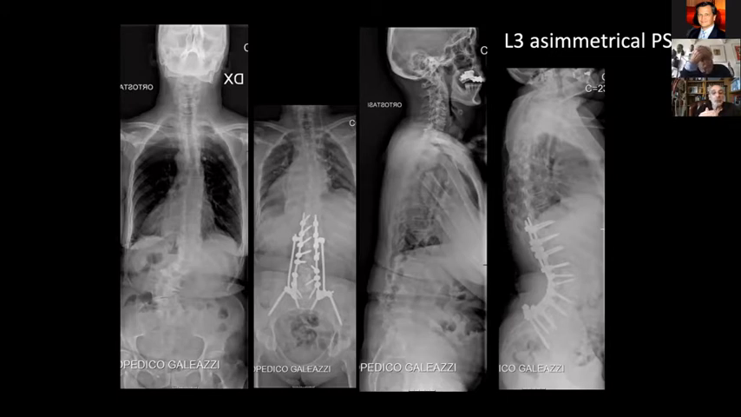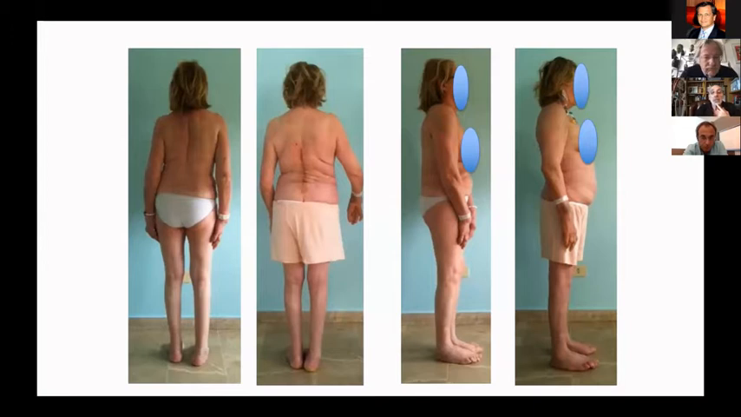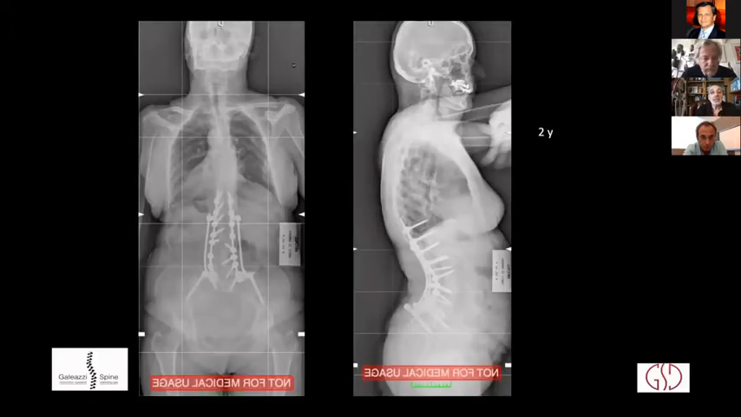You need like 25 degrees and more in L3, like 30 degrees, if you want to achieve the same result. But in this case, we have to accept a compromise, because with our osteotomy, we have to try to treat both deformity in coronal and in sagittal plane. In this case, L3 asymmetrical PSO is a good compromise. In fact, the result is a good result, and this result is stable at 2-year follow-up.